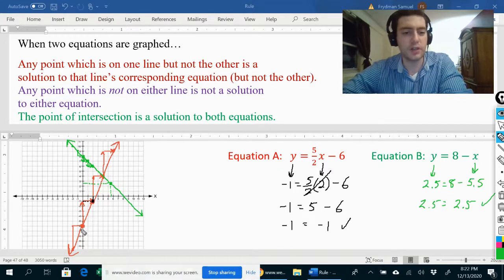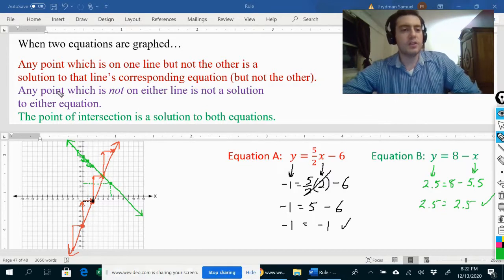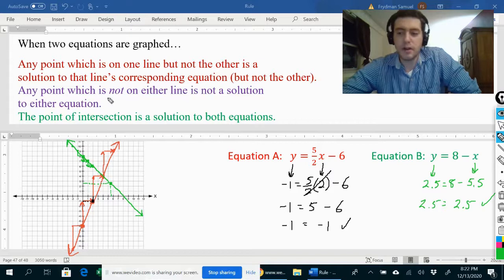And any point which is on the red line but not the green line is a solution to this equation but not this one. Okay? Now let's look at this sentence over here. Any point which is not on either line is not a solution to either equation. All right, so that makes sense.